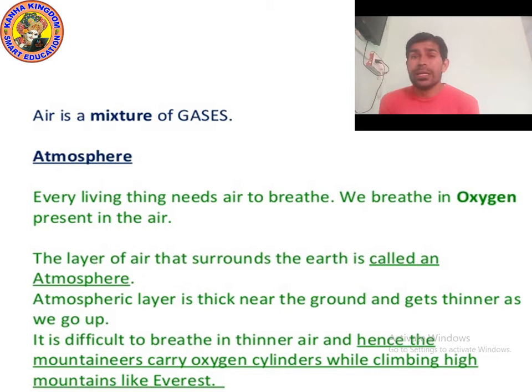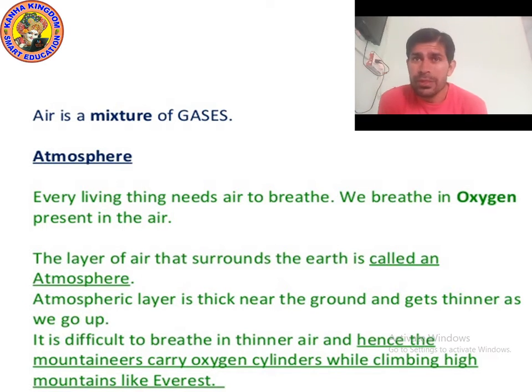The layer of air that surrounds the earth is called the atmosphere. You know, our earth is surrounded by a layer of air. There is air covering around the earth, which is known as the atmosphere. So the atmosphere contains air.